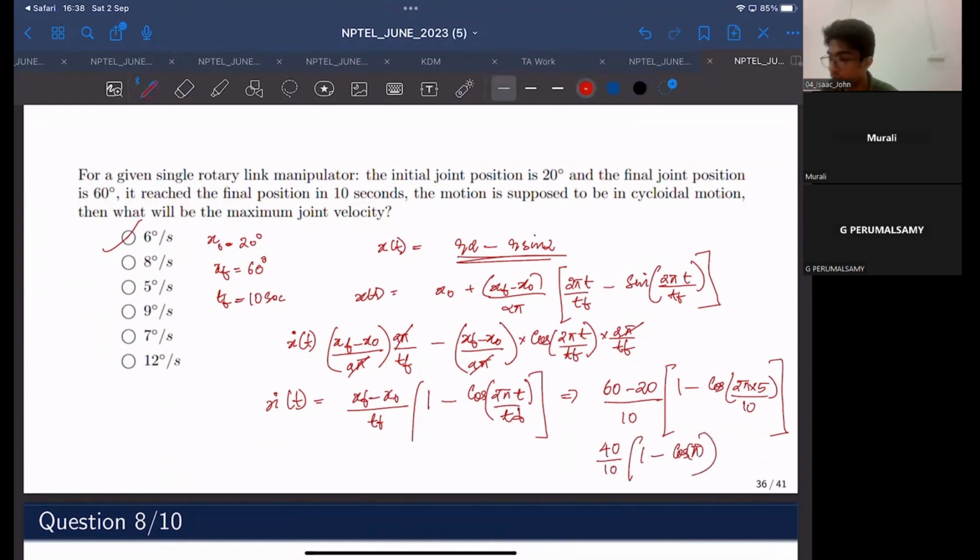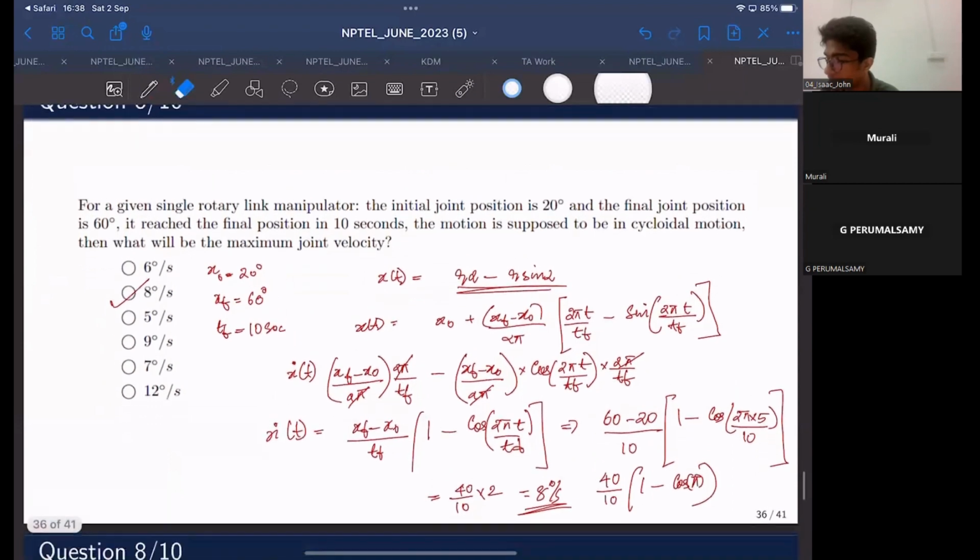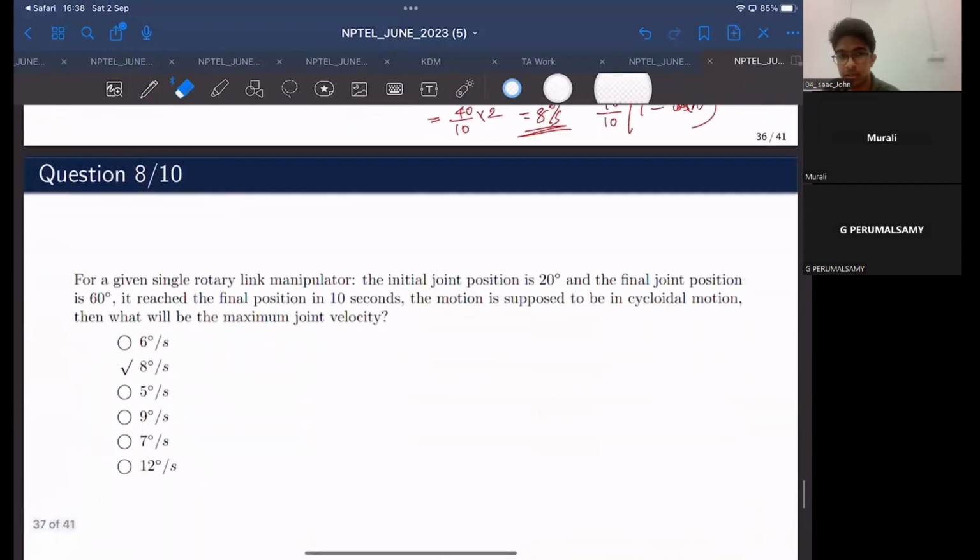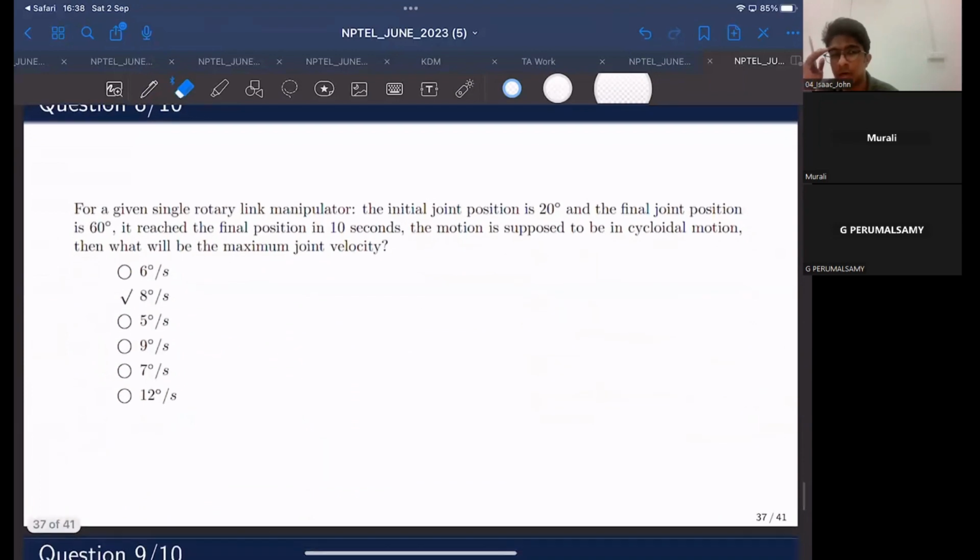Right? So if you simplify this again, 60 minus 20 is 40 by 10, times 1 minus cos pi. Cos pi is minus 1, right? So this will be 40 by 10 times 2. So this will be 8 degrees per second. That will be the answer. Yeah, so the answer is indeed 8. Okay, I think you have changed your answer to 8 radians per second. So that is indeed the correct answer. The problems are all fairly straightforward. It's only a matter of plugging the values you are given in the question into these equations, right?